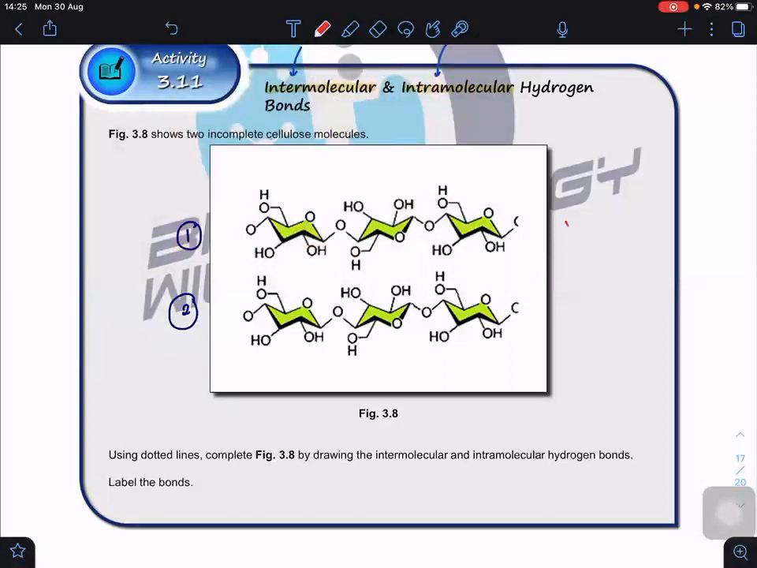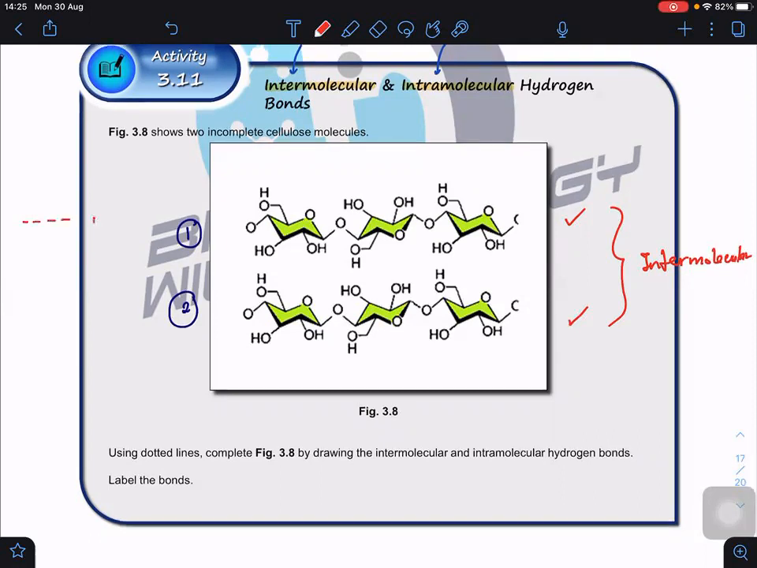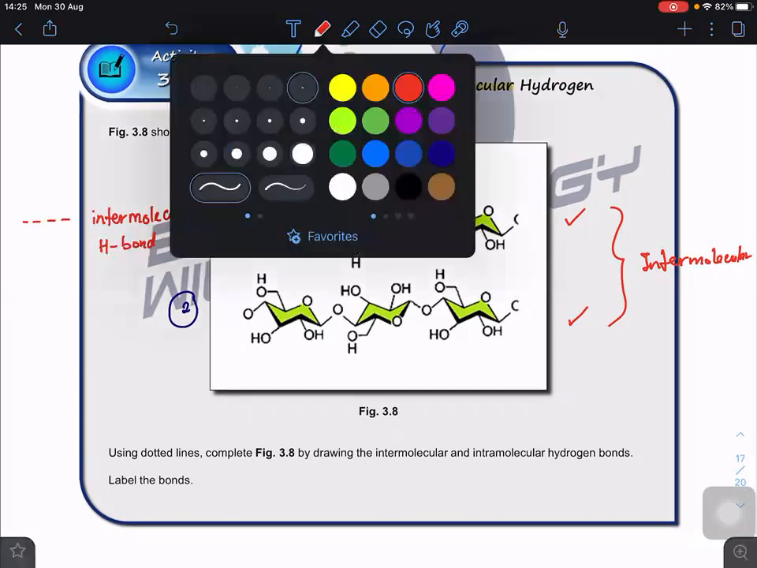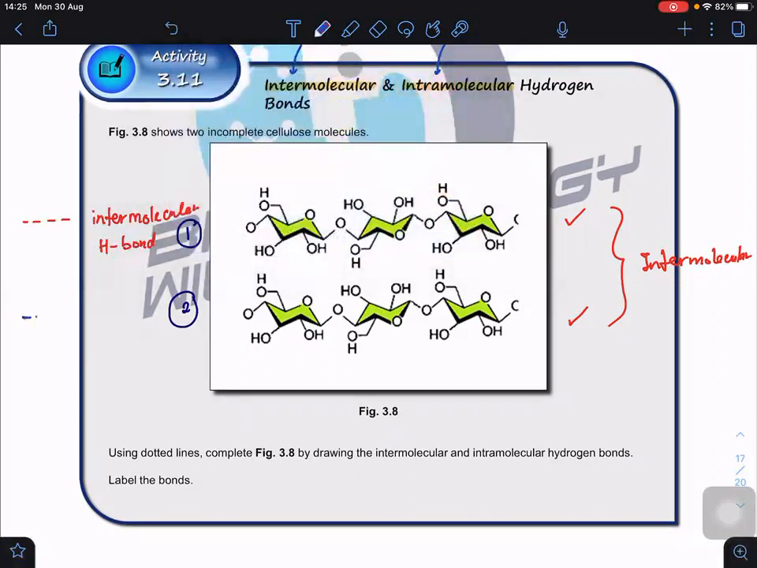This is one molecule. This is the second molecule. If you want to form the hydrogen bonds between two molecules like this, we say that it's intermolecular. Why intermolecular? Because it is between two molecules of cellulose. So how do they form intermolecular hydrogen bonds? The dotted line in red color is the intermolecular hydrogen bond. Then I use blue color. Blue color is the intramolecular hydrogen bond.